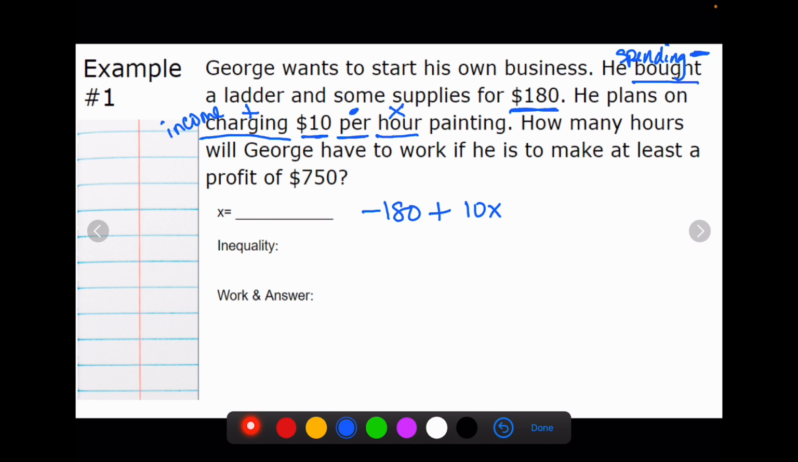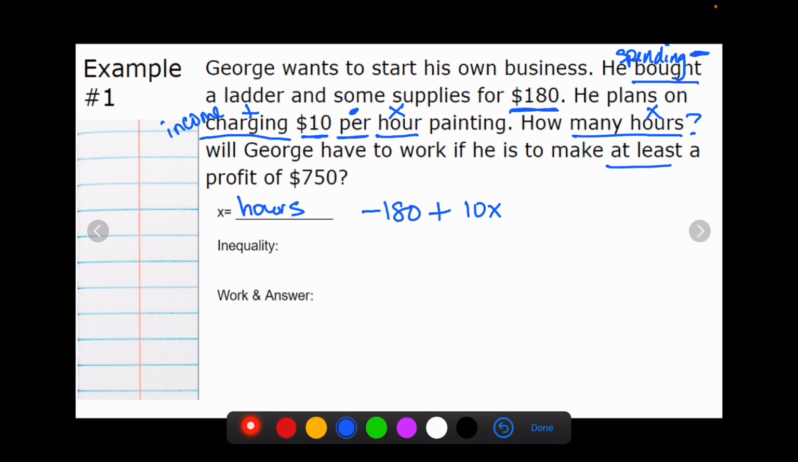It says, how many hours? Oh, we forgot to label that, didn't we? So hours is our X, because it even says here, how many hours? I don't know. That's our X. That's our unknown value.